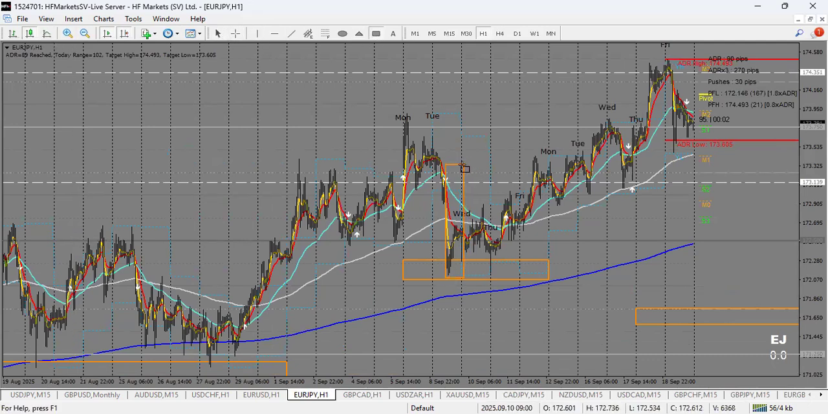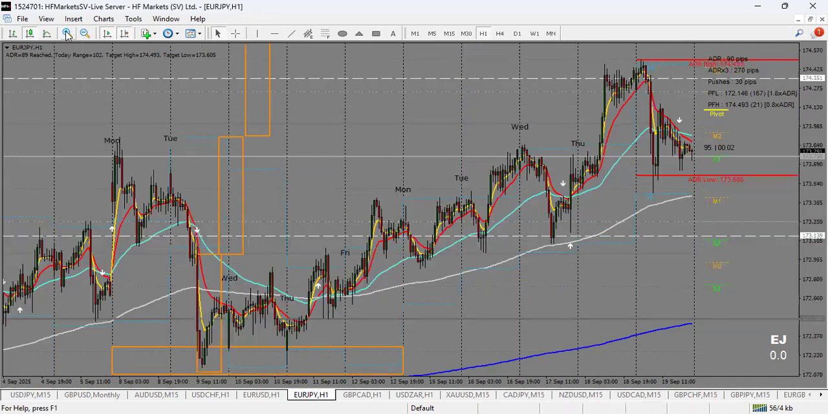So let us draw the boxes. ADR is around 90 pips. That's ADR times 1, ADR times 2, and ADR times 3. As for now, if you look, you can see we have the first level, the second level, and the third level.